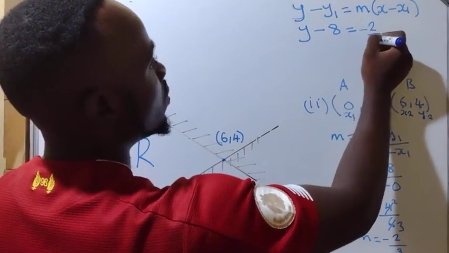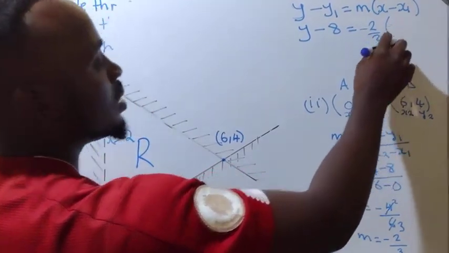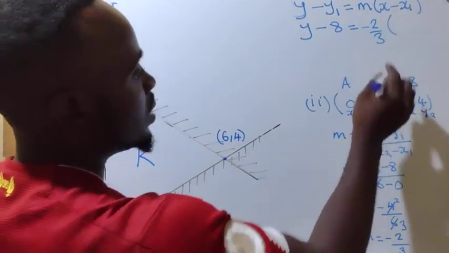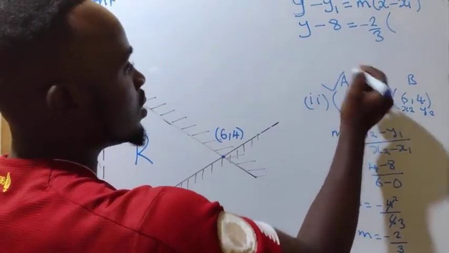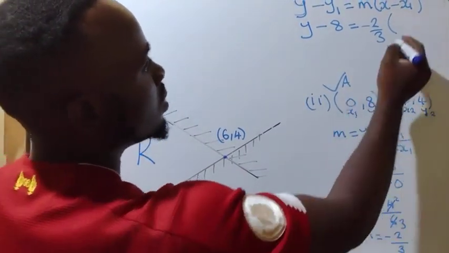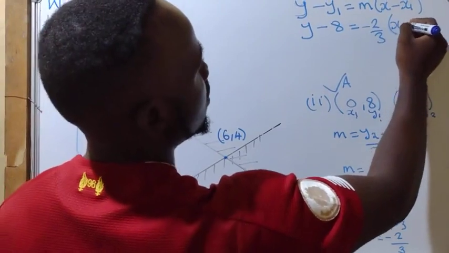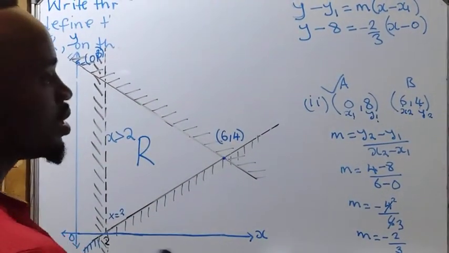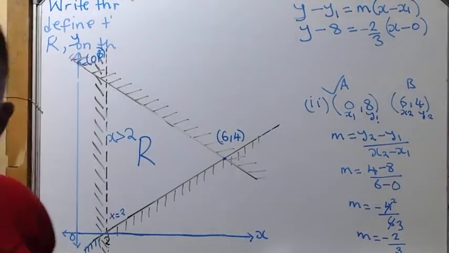Negative 2 over 3, open bracket. We come to x1. What is our x1? We have picked this. This is the one we have picked. So our x1 is 0. So you say x minus 0. Then we cross like that. Okay?